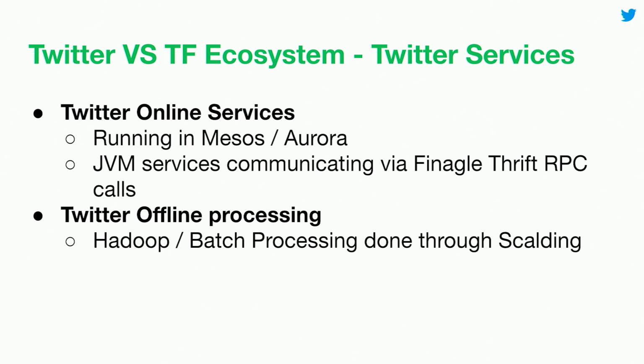and understand better the Twitter ecosystem. So at Twitter, if we simplify things, we have mostly two use cases, which are online critical services. So these typically run on Mesos, which is our cluster manager that provides efficient resource isolation. The way these services communicate to each other is through Thrift RPC calls via a library that is called Finagle that is open source and developed at Twitter. And these are typically JVM services. On the other side, we also have offline processing that is mostly done on Hadoop through a library that is called Scalding that is also open sourced and was developed at Twitter.